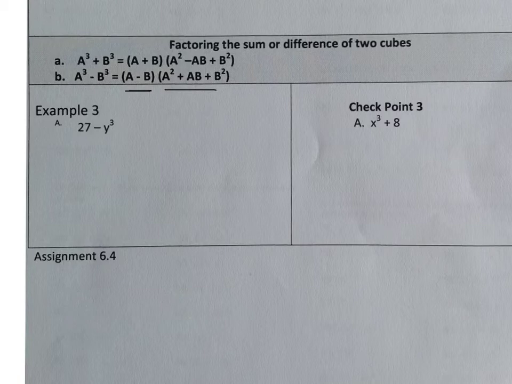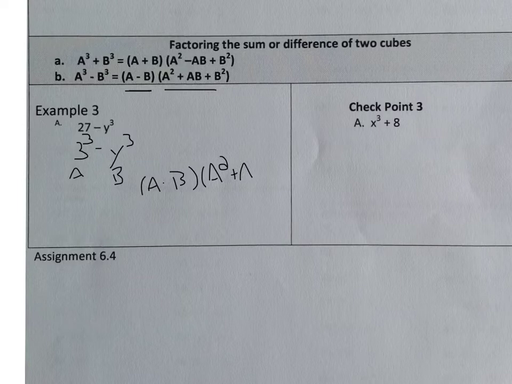So we've got to write this as a cube. We've got 3 cubed, and y is already written as a cube. So we've got 3 cubed minus y cubed. That means a is 3 and b is y. And we're going to plug them into the formula. The formula is a minus b times a squared plus ab plus b squared.